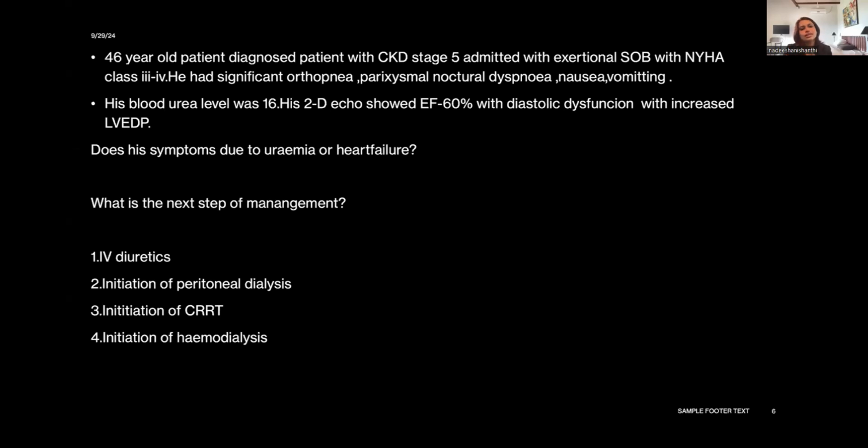Are these symptoms due to uremia and chronic kidney disease with fluid overload, or are these symptoms related to heart failure with preserved ejection fraction? It is quite vague whether we are dealing with an end-stage renal disease patient or a patient with heart failure with preserved ejection fraction. So what would be the next step of management? Am I going to give more IV diuretics and offload the patient, initiate peritoneal dialysis with more icodextrin fluids, initiate CRRT, or initiate hemodialysis, especially hemodiafiltration? At the end of the lecture, I'll tell you the next step of management, because we will be confused whether these symptoms are due to uremia or heart failure.